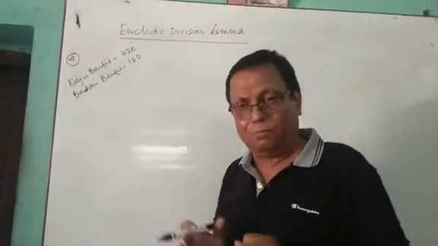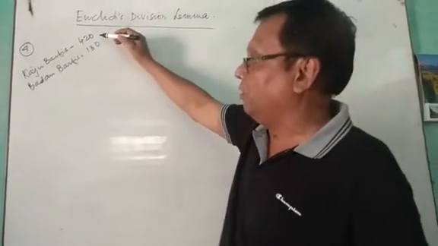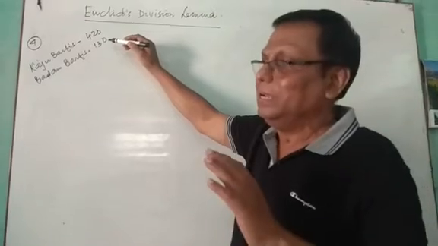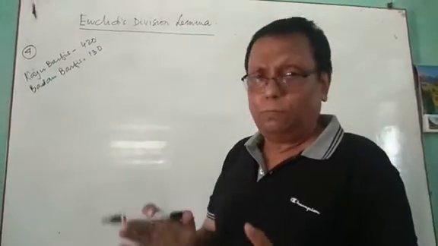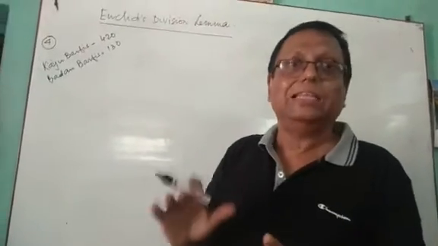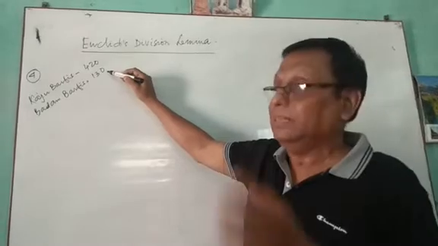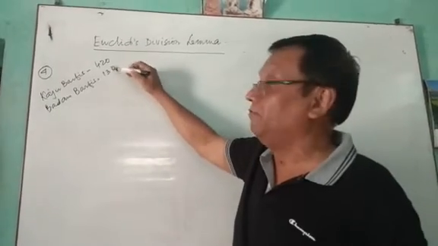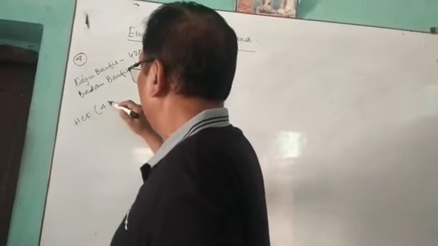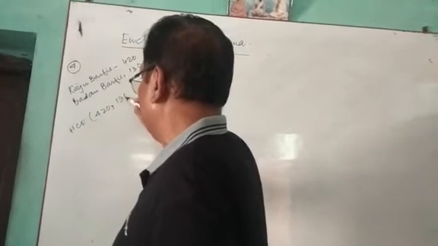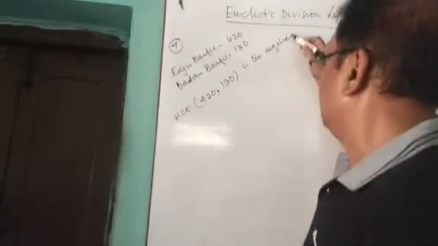One thing make it clear, my dear students, that the number of barfis in a stack cannot be more than 420 and 130. So what we have to do? We have to find the number in each stack, and it will be smaller than 420 as well as smaller than 130. And that is possible if we take the HCF of these two. So simply the HCF of 420 and 130 is the required answer.